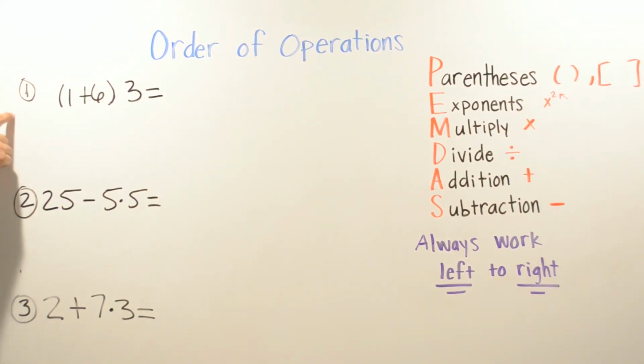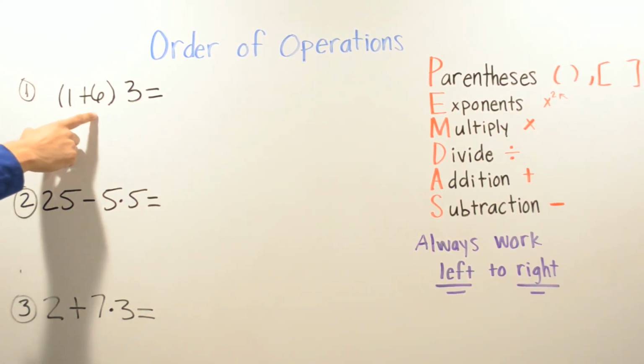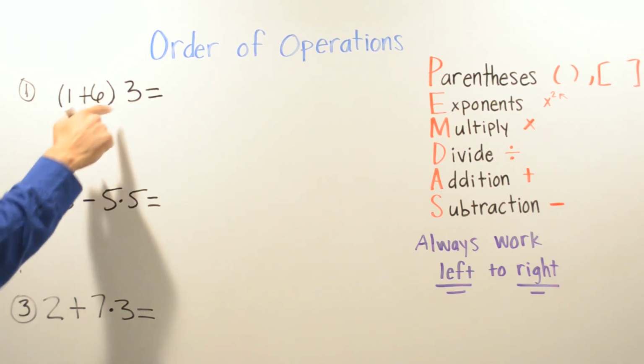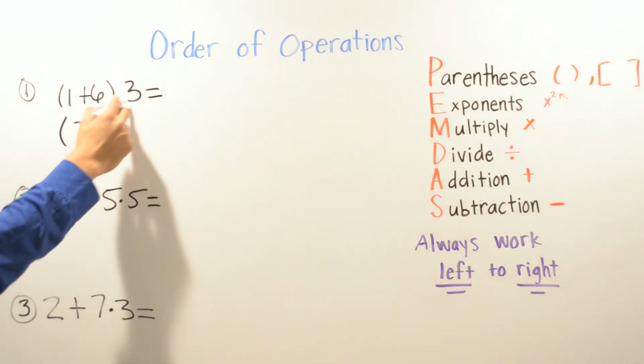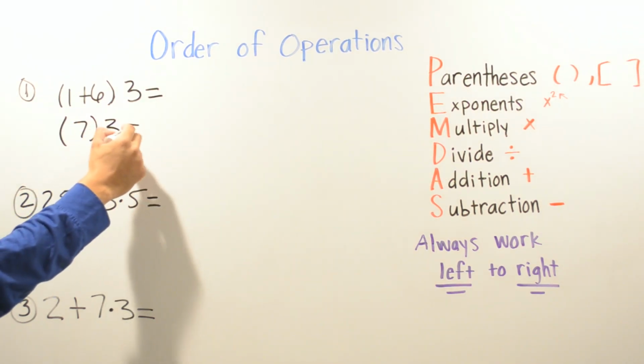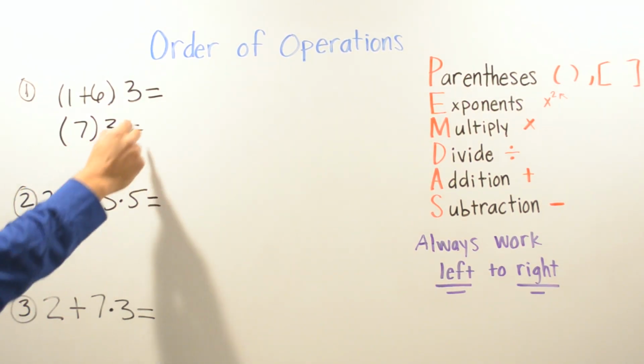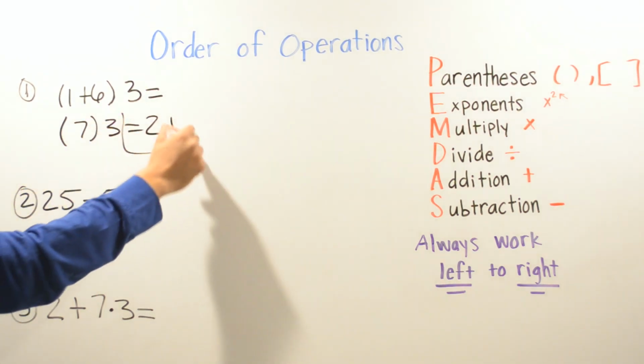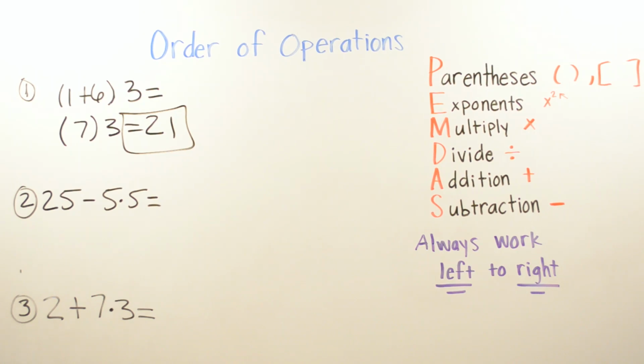In our first problem, we have the parentheses 1 plus 6 close parentheses multiplied by 3. So when we look on the right hand side, what is the first step? We have a parenthesis, so that's the first thing we're going to do. So we're going to go ahead and add inside the parentheses. 1 plus 6 is 7. And then we're going to multiply by 3. So 7 times 3 is 21. So that's going to be our answer for number 1. So we're going to go ahead and move on.